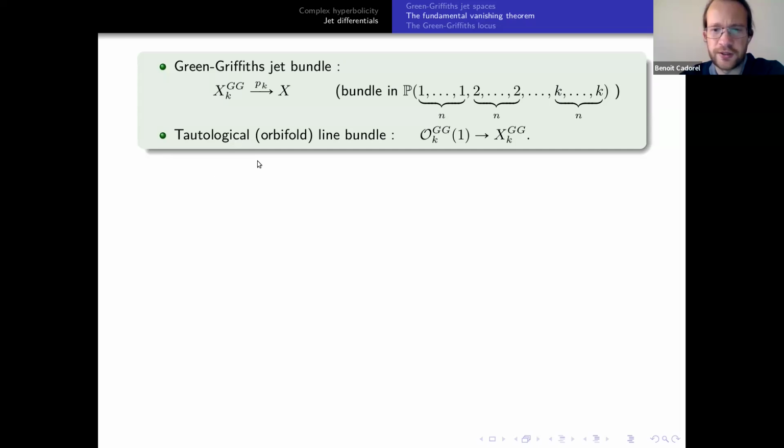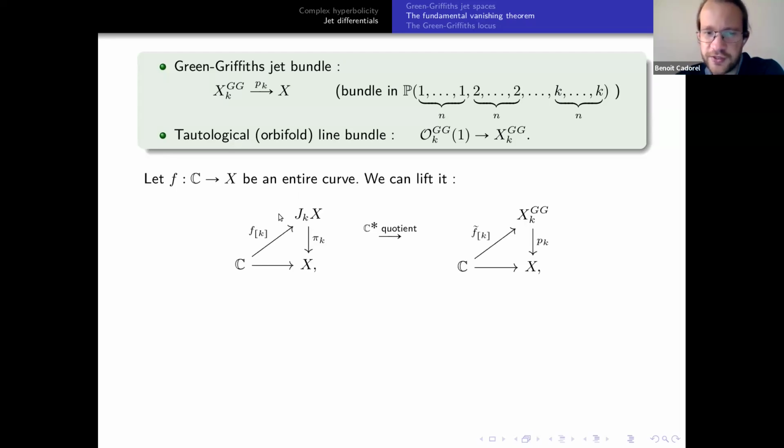And what is the link with entire curves? Consider an entire curve on X. Then what you can always do is lift it first to J_k X, the space of kth Taylor expansions on X, because simply you take a point in C and you look at the kth Taylor expansion of f at that point. So f is here, between C and X, and it gives you a lift to this affine space above X.